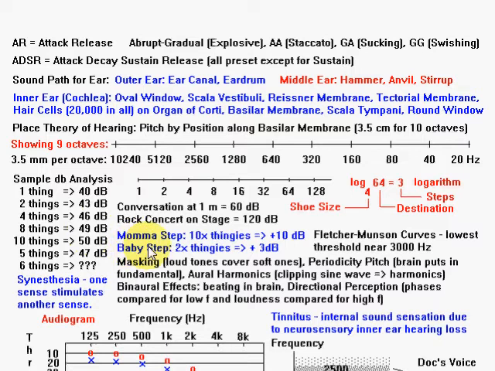So that's the rule for the doubling, which I call the baby step. And the mama step rule is when you multiply the thingies by 10, you then add 10 on the decibel scale. Always multiply here, think of this as multiplication, and think here in the scale I add.